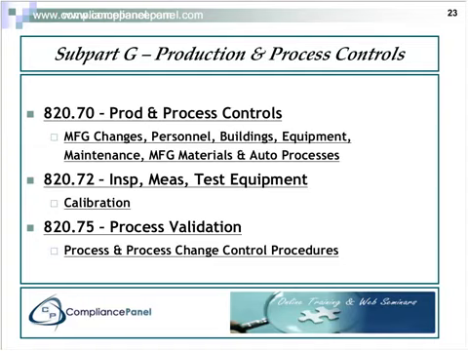And then manufacturing changes up at 820.70: manufacturing changes, personnel, buildings, equipment, all these things have to be documented properly. And any manufacturing materials that go in need to be properly removed. So for instance, if you're manufacturing PC boards, they go through a solder process, and then they go through a cleaning process to remove flux from those boards. Those manufacturing materials that are not intended to be included with the device, you have to have records that they're properly removed from the device as well.